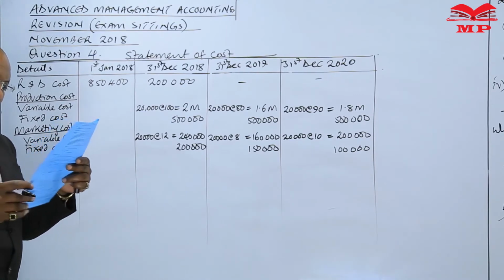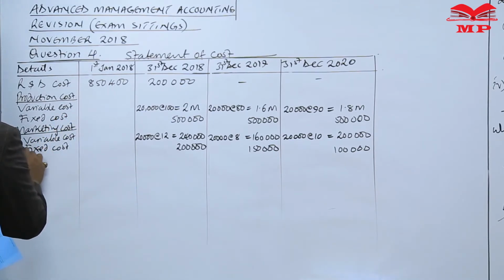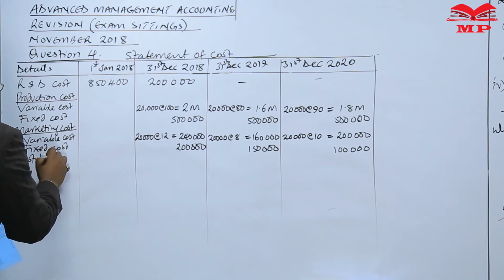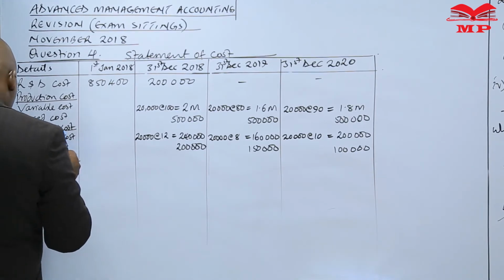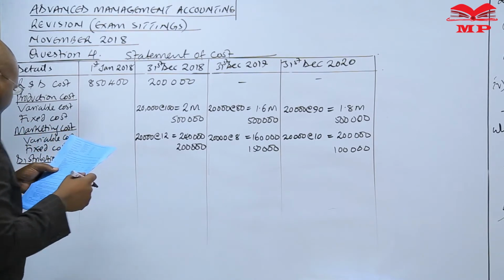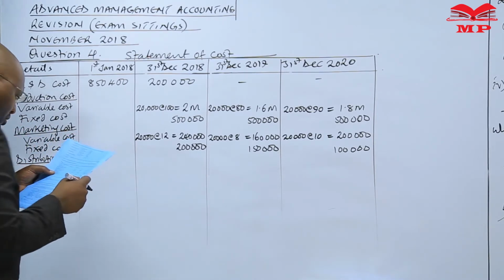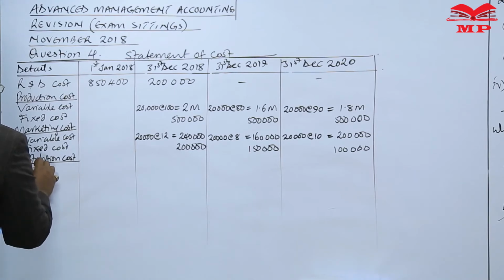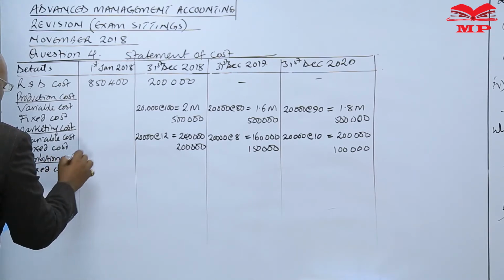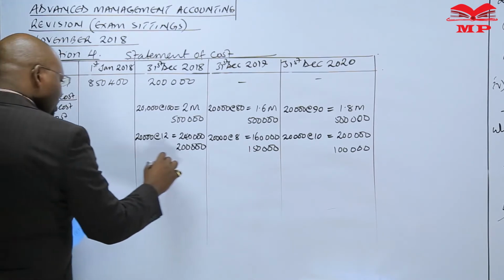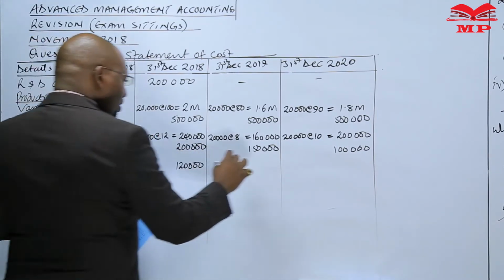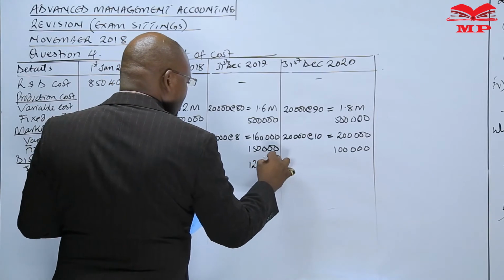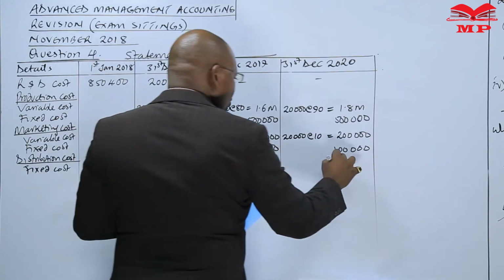Then the last category is distribution cost. We don't have variable, we just have fixed cost. So you can have your fixed cost: 120,000 here, 120,000, and 120,000.